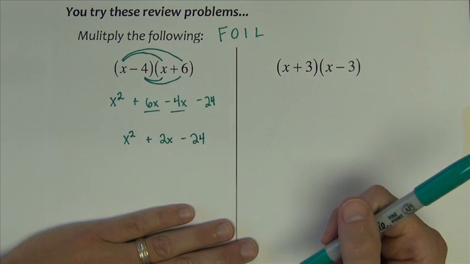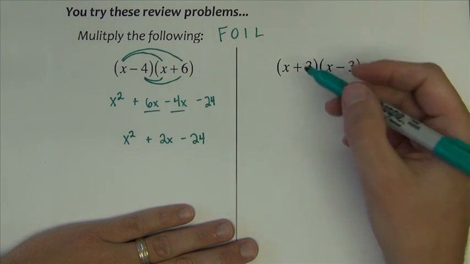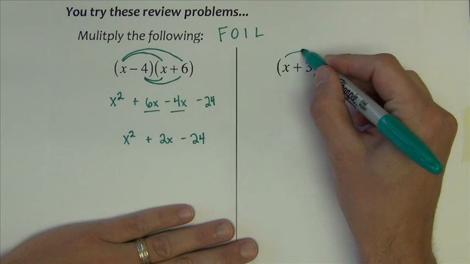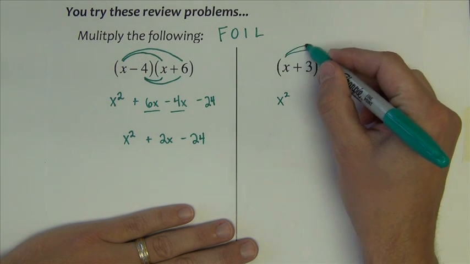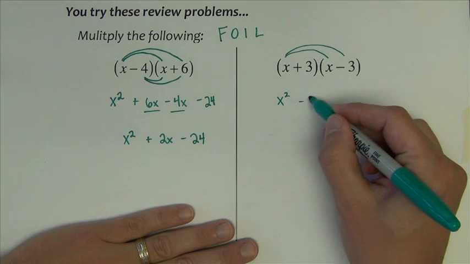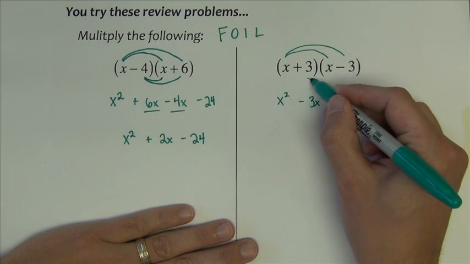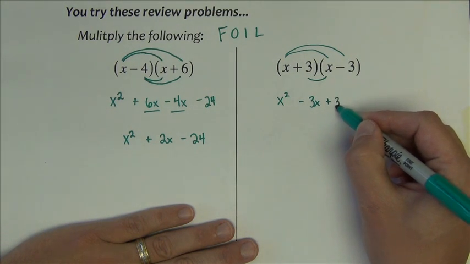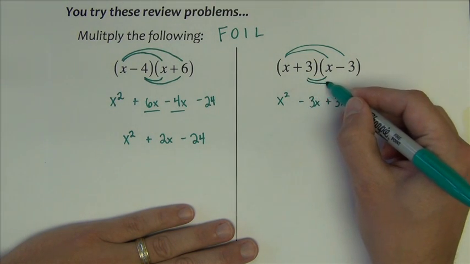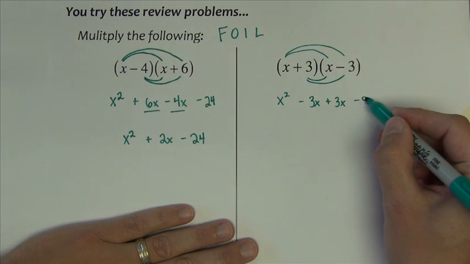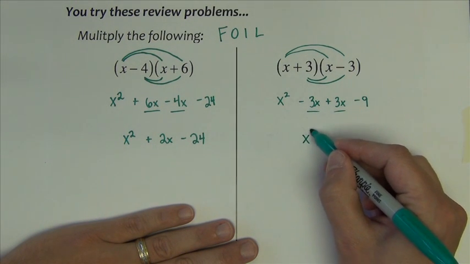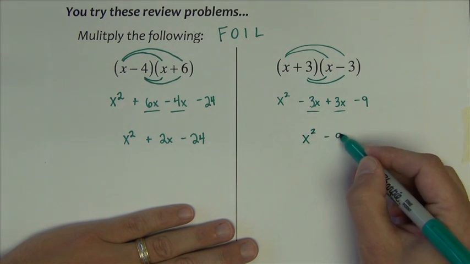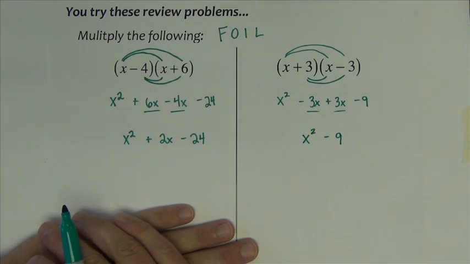If we do it on this problem as well, the first to the first is x squared. Outside is negative 3x. Inside is positive 3x. And then the last are negative 9. The like terms here add to 0, so this one's just x squared minus 9.